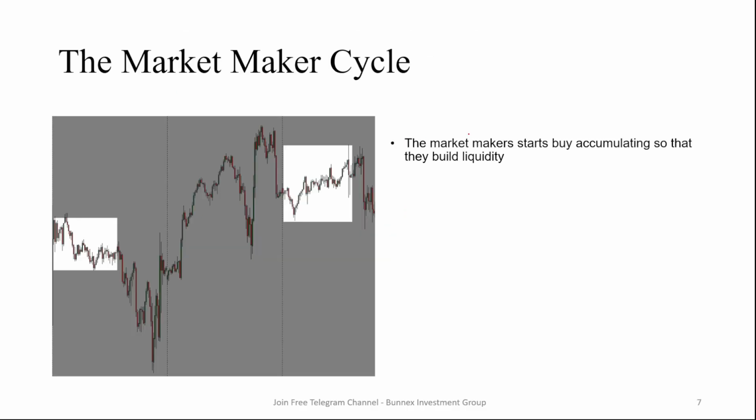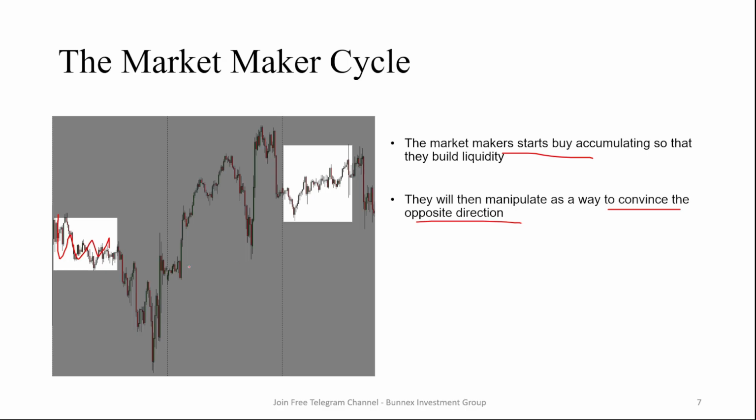So we are saying the market maker starts by building accumulation, they accumulate, and after that they will induce what we call a manipulation. This is to convince traders to take the opposite direction to the one they intend to take. So this usually comes in 3.